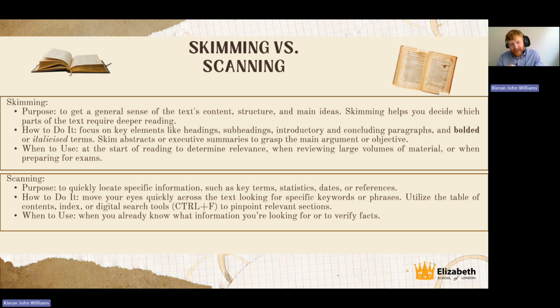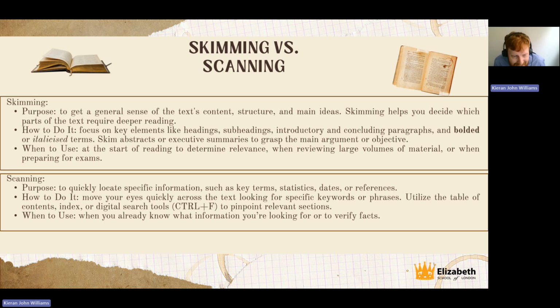So again, you can do this by looking at subheadings, headings, the starting paragraph, the introduction or the conclusion, anything that is bolded or anything that is italicized. These help you to really focus in on the information later on. So really you're doing this on your first look, basically, to understand if something is relevant, if you actually need to read it, or if you can just forget about it and move on to something else.